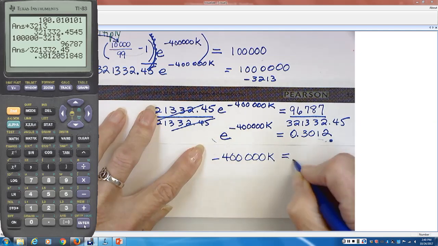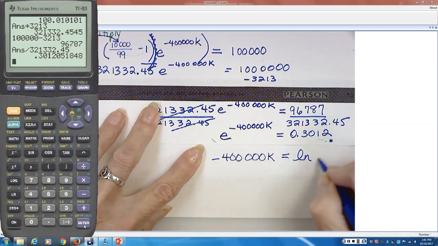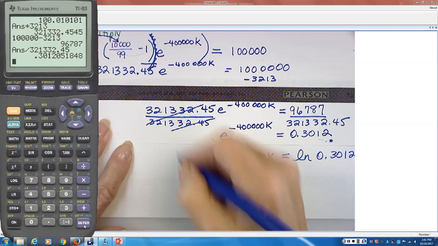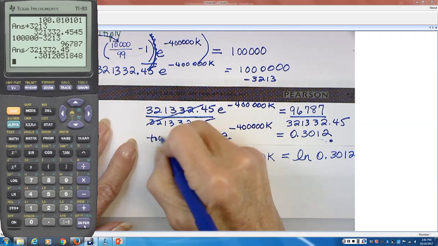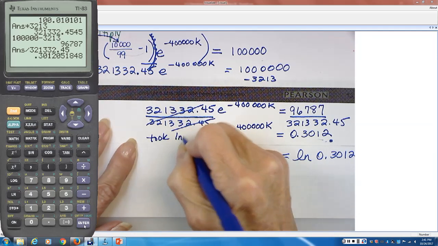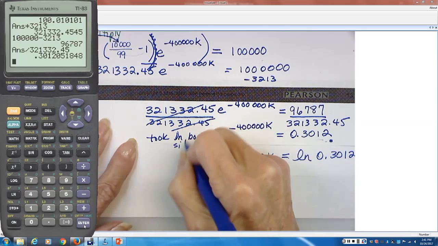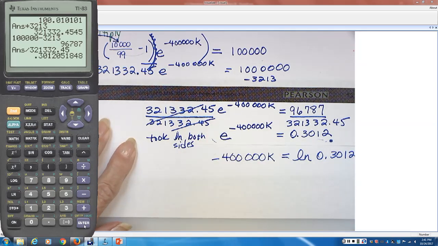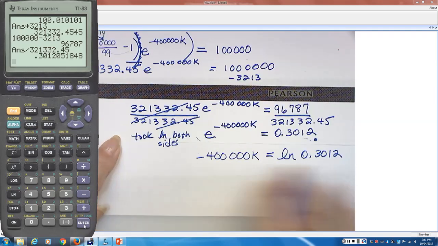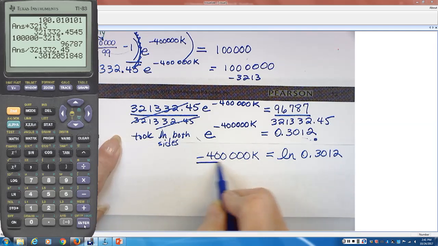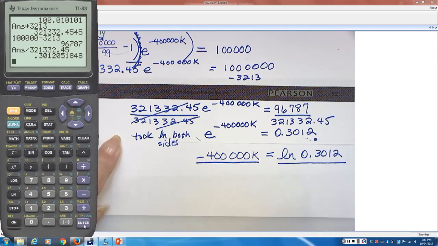And that's going to be equal to the natural logarithm of 0.3012. So what we did here is we took the natural log of both sides. And this is how we came up with this. And the problem is almost finished because now all we need to do is divide both sides by the negative 400,000.